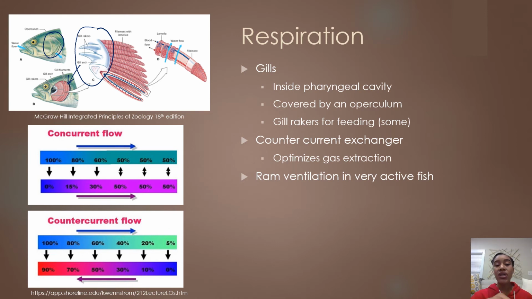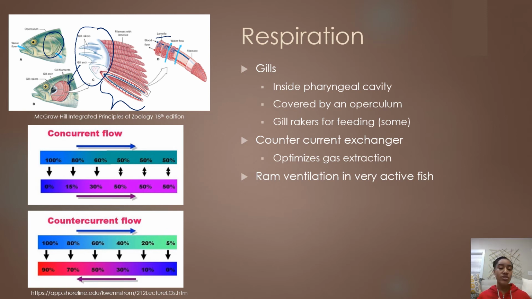And so when we're looking at the gills, the main part are these filaments. And the filaments contain these kind of plate-like structures called lamella. And the lamella are where gas exchange actually occurs. And gas exchange is facilitated by a process called the counter-current exchanger system. And this system optimizes the extraction of oxygen from the water that passes by the gills.